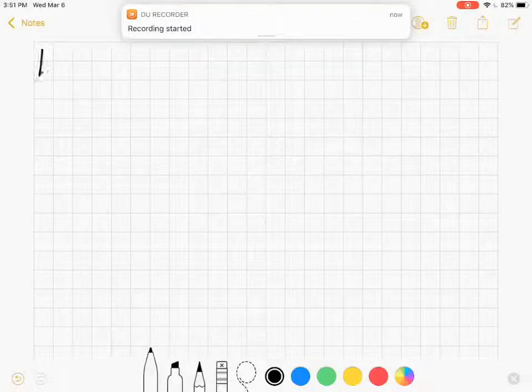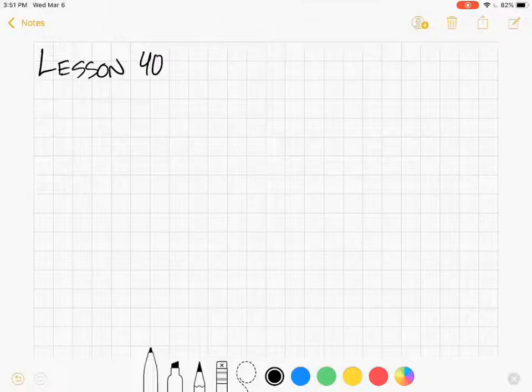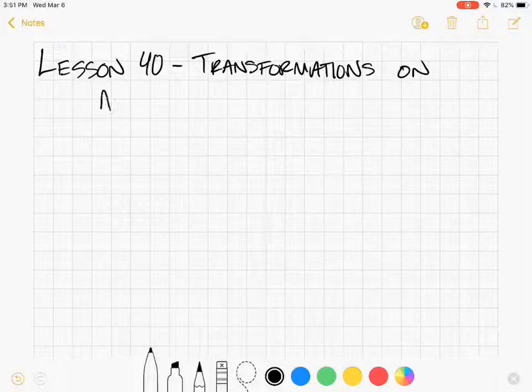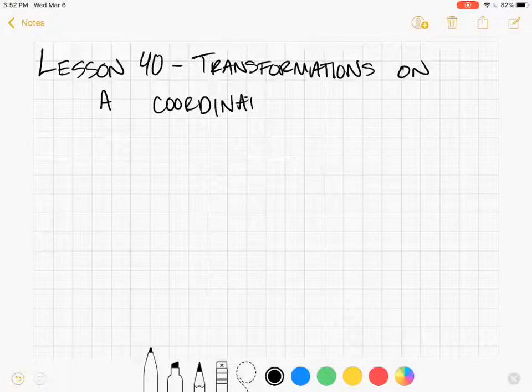All right, class, today we are going to be going over lesson 40, which is on transformations on a coordinate plane. So this is going to be a continuation of what we covered in our last lesson, lesson 39. But this time you are going to be doing these transformations on a coordinate plane, and you're going to have to identify the coordinates that go to certain points on those transformations. Lesson 40, transformations on a coordinate plane.